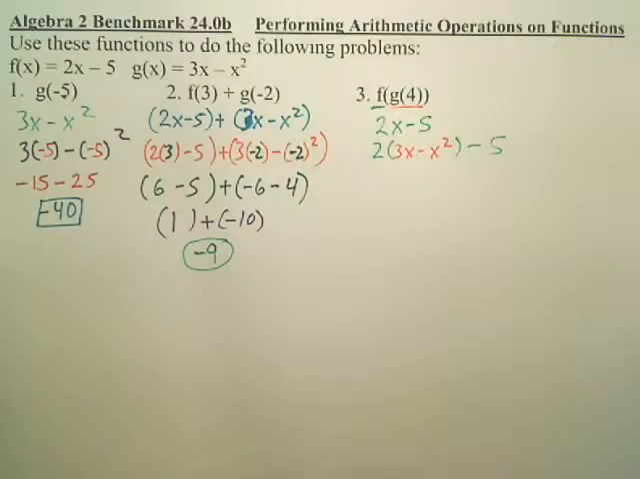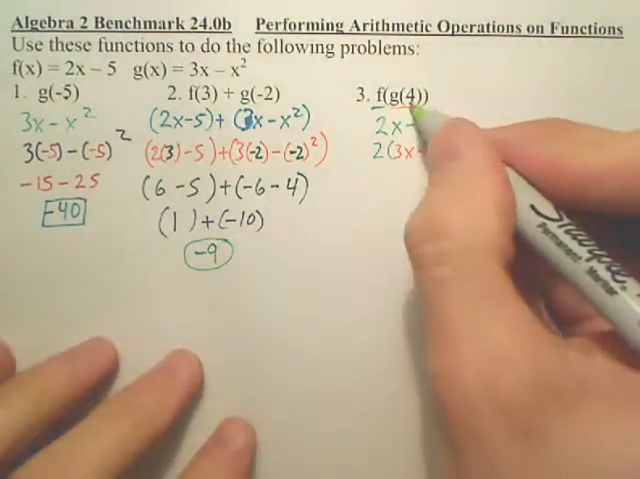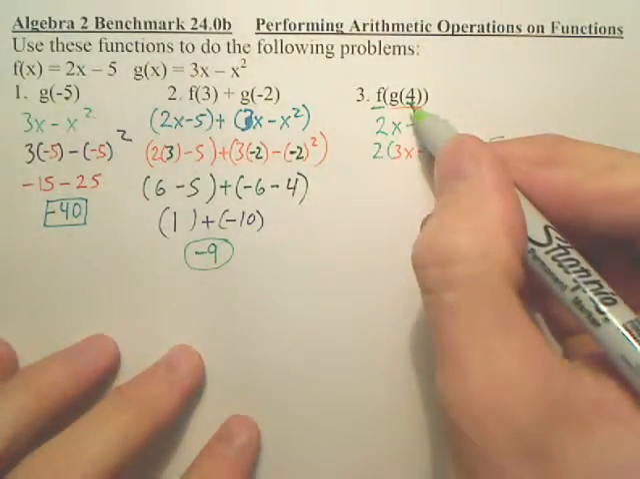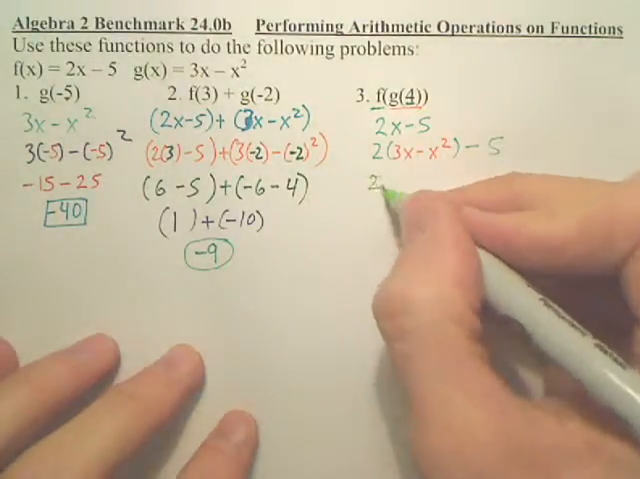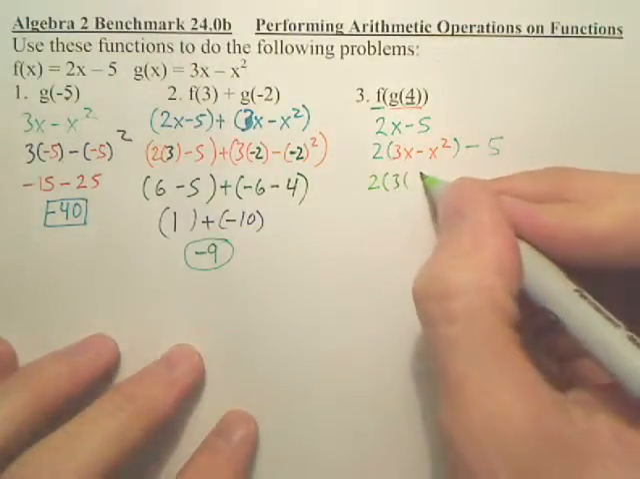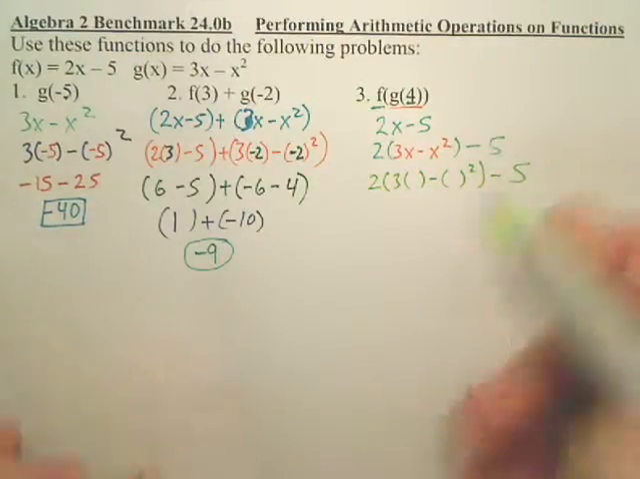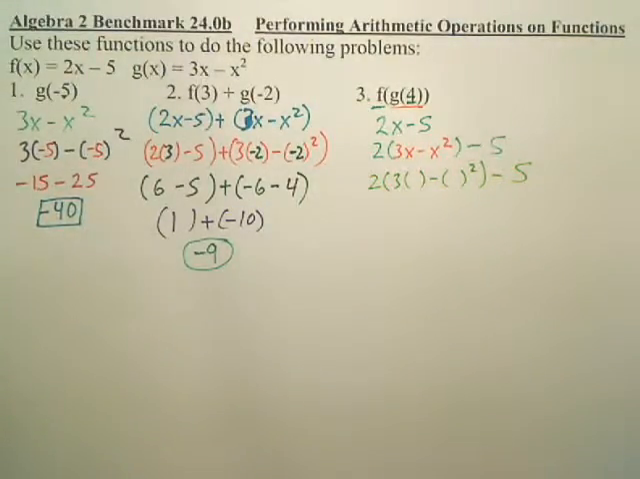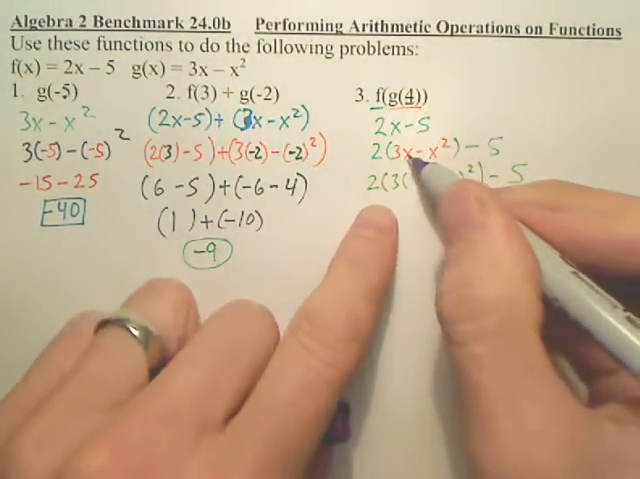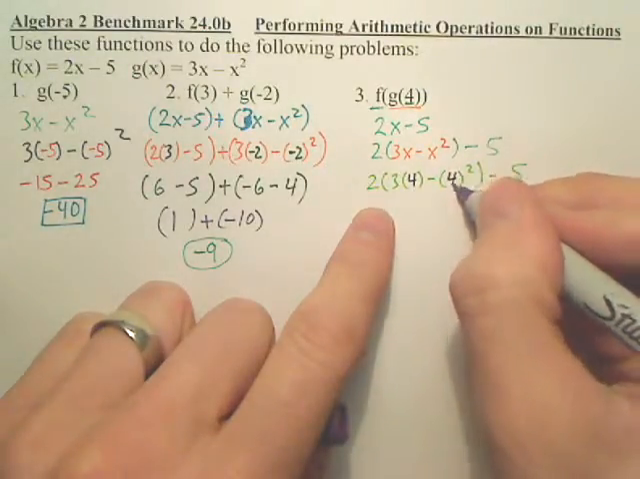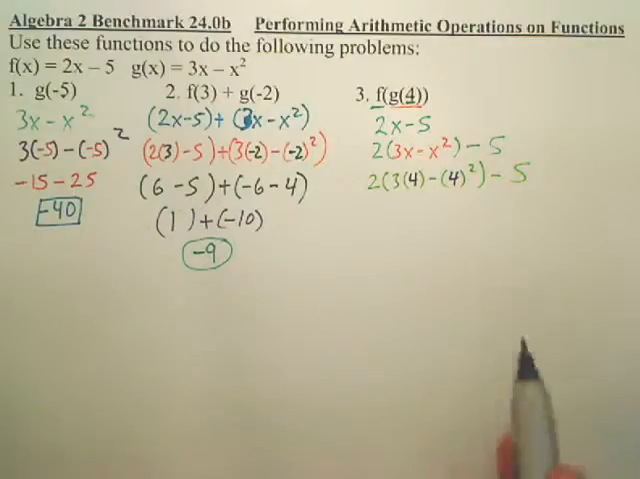Got it? But are we done? No. Because, wait, what's inside of g? 4. Isn't there 4 inside of g? Yep. So don't I have to go back to this and replace my x's? Aren't we going to replace those with a number? Okay. What is going to go in those numbers? What's going to go in for x? 4. The number 4. So 4 goes into x now.